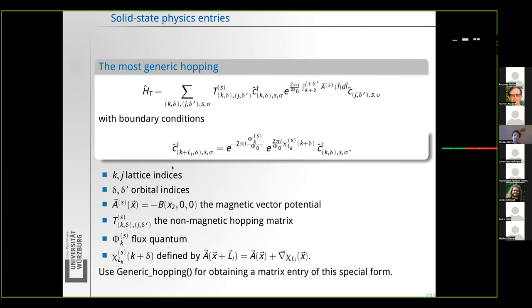How do the entries of the hopping matrix look like? We invested quite some time to figure out what the most general hopping matrix could look like, and this is the form that you find in the documentation. It's still a quadratic form. You have the fermionic operators C dagger and C, real parts, a so-called non-magnetic hopping matrix, and if you want to work with magnetic fields, you have to include these Peierls phase factors that you introduce into the hopping matrix, such that you can introduce a magnetic vector potential, for example.